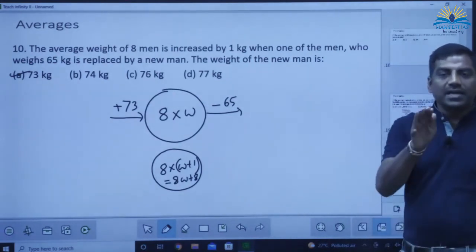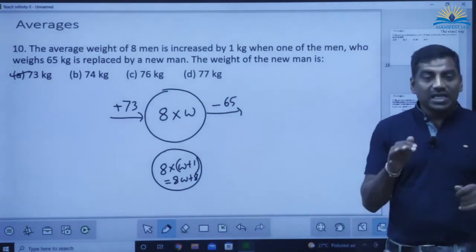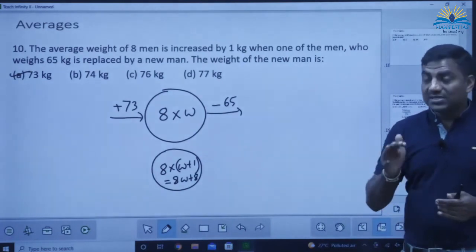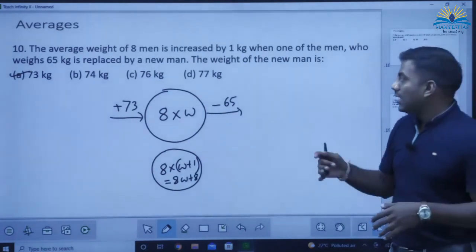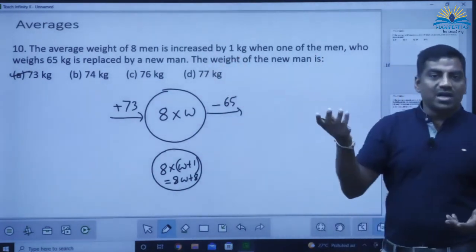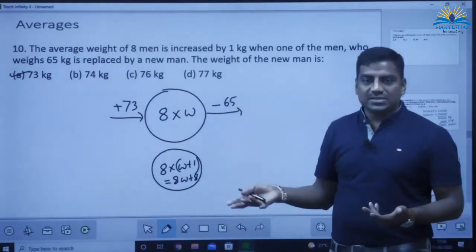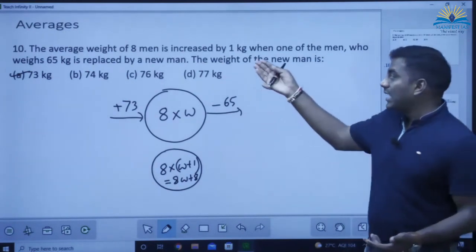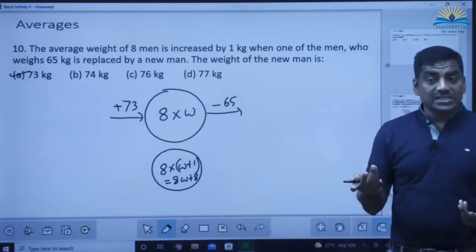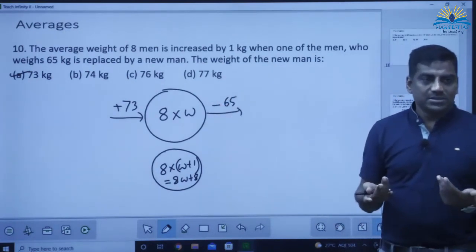All these problems are indicative. They can give an example, but the scenario might change. Here, instead of 8 men, there can be 100 men. Instead of weight, there can be marks. Instead of 1 kg increase, there can be 10 kg increase. It depends.